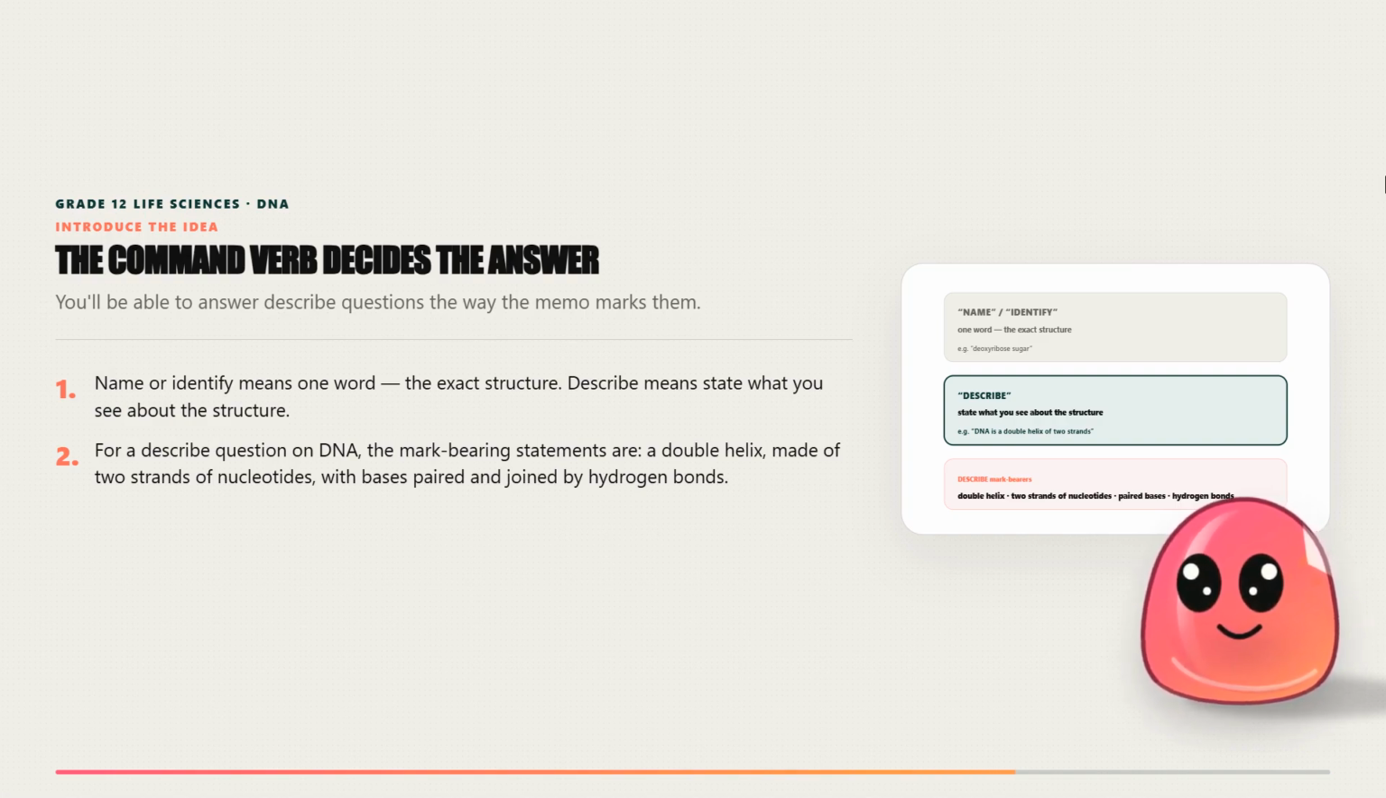Write complete sentences that name the key structures. The marker looks for those propositions. Your exact wording can differ, but the structures must be named.